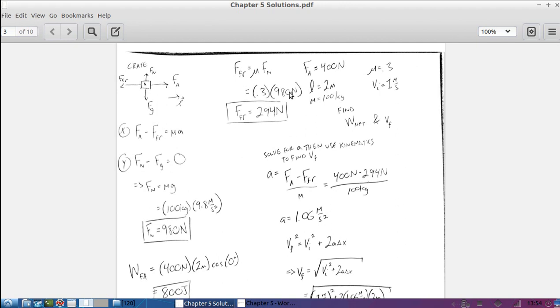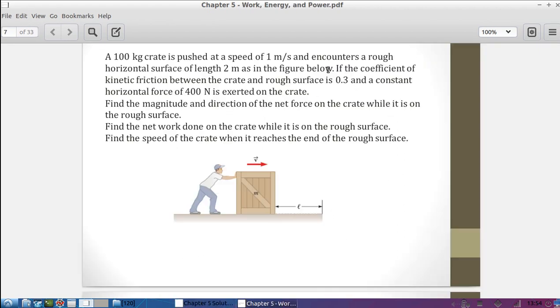Now that I have the normal force, I can calculate the frictional force: multiply the normal force by 0.3, and I get a frictional force of 294 newtons. Now this is acting in the negative x direction. Again, I'm just writing down the magnitude. So the applied force is 400 newtons, and so that's what I missed, I think.